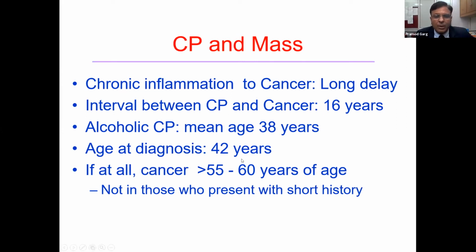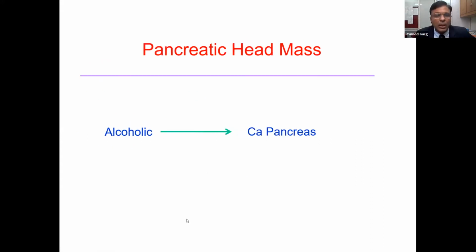Now, age at diagnosis about 42 years. So if at all, these are the patients who will develop cancer, they should be having the disease for 15 years or so. So at the age of 55 to 60 years, they may have pancreatic cancer. Not in the beginning when they present with chronic pancreatitis, right? With a short history. So patients with alcoholics, and they are mostly smokers as well, they're not immune to develop CA pancreas. So they can develop pancreatic cancer de novo, right?